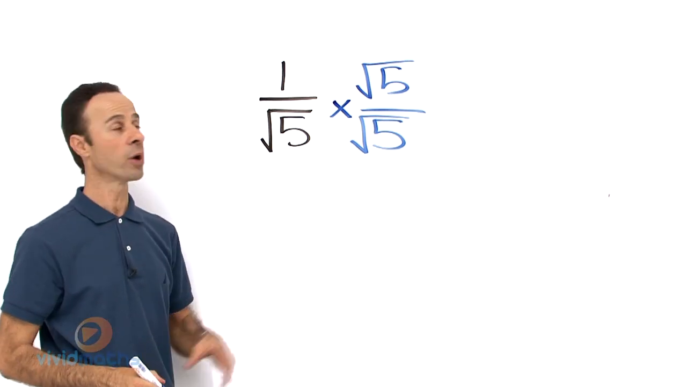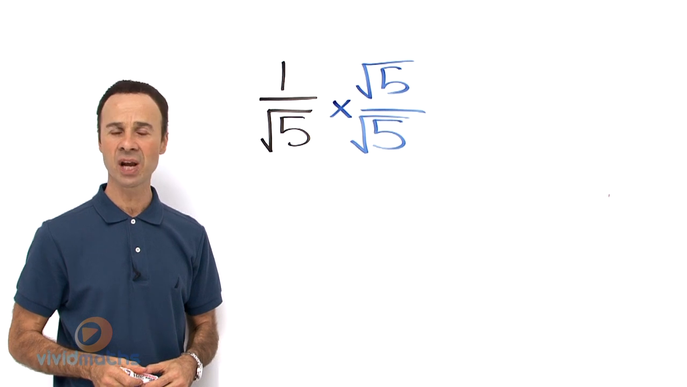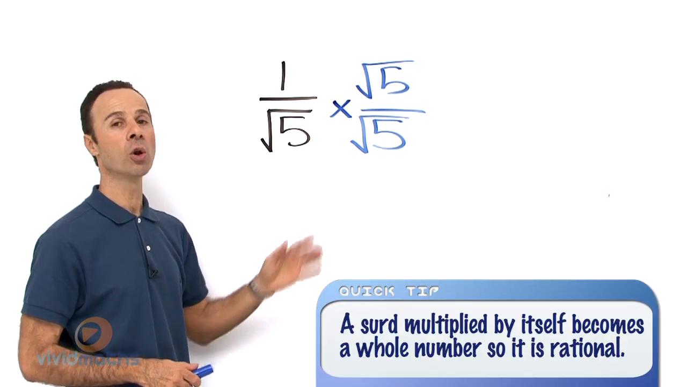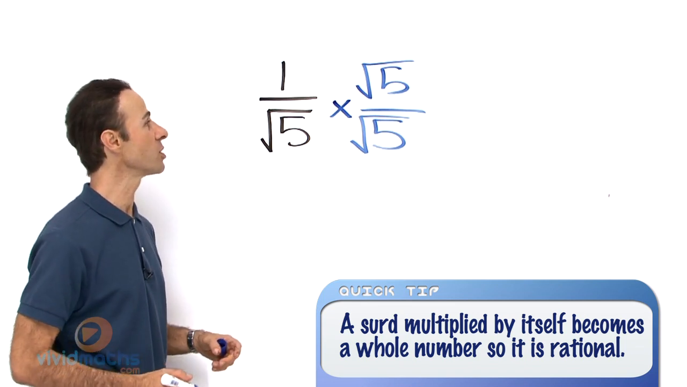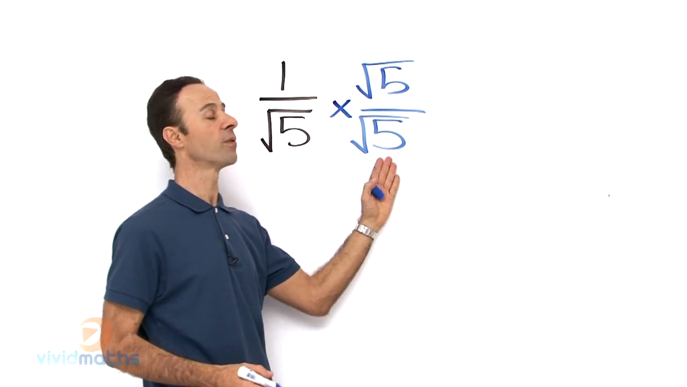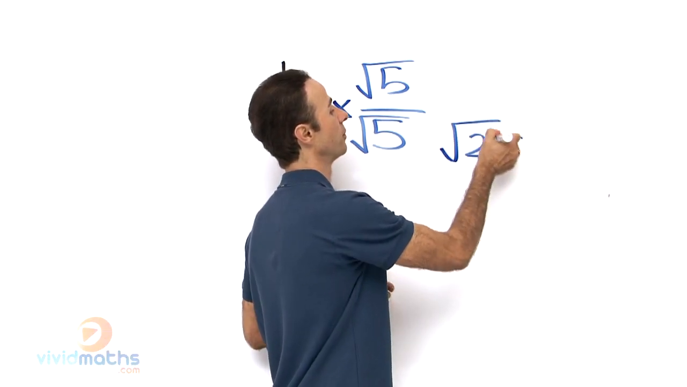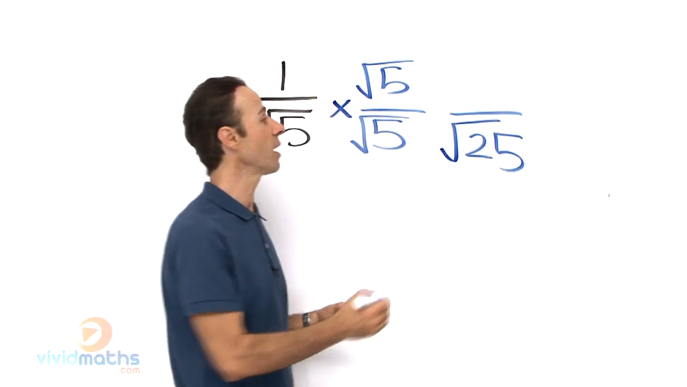Now, multiplying by root 5 over root 5 is the same as multiplying by 1. So nothing's really changed. The only transformation is that the denominator now will no longer be irrational. It will be a whole number. So let's continue the process. Root 5 times root 5 yields the square root of 25. And on the top, 1 times root 5 is simply root 5.